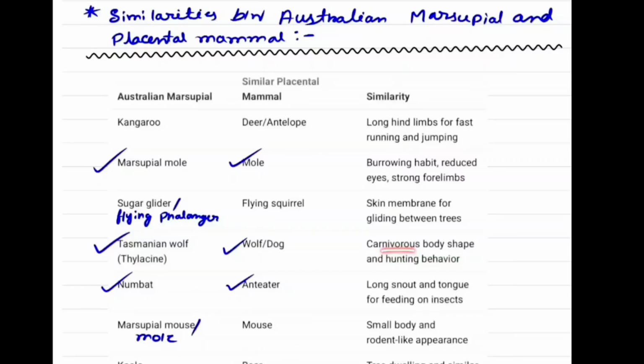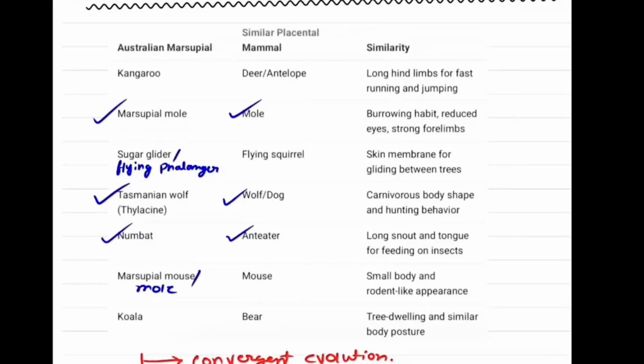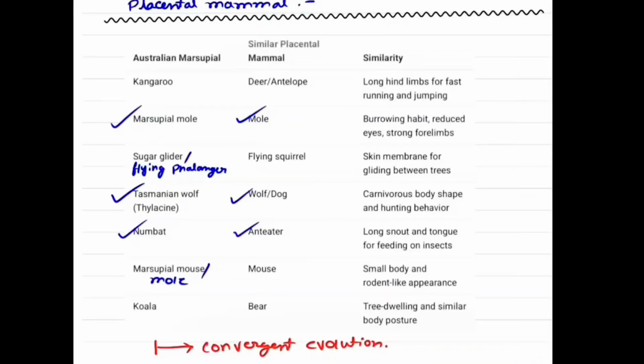Also, the marsupial mole and the mole adapt themselves for digging underground. Numbat and anteater, flying phalanger and flying squirrel, and marsupial mouse and mouse show similar adaptations. They are similar because similar environment, similar food habits, and similar selection pressure cause unrelated organisms to evolve similar traits. That means they are showing convergent evolution.